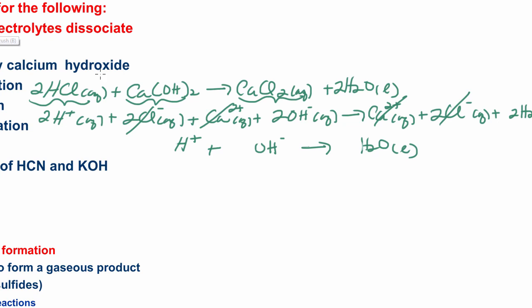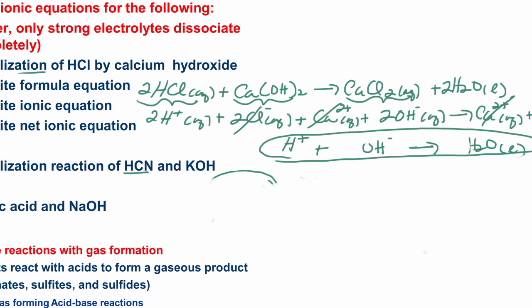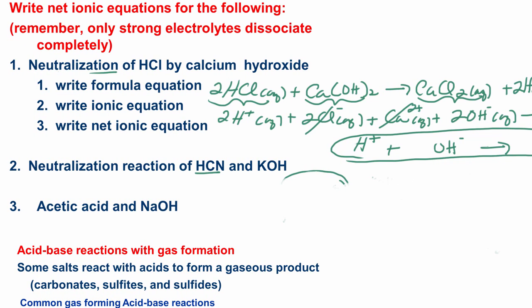As I said before, for a strong acid, strong base neutralization reaction, our net ionic equation is always going to look like this. Let's take a look at the neutralization reaction of hydrocyanic acid and potassium hydroxide. First thing I'm going to do is write out the overall reaction. Potassium hydroxide is a strong base, so it's aqueous.